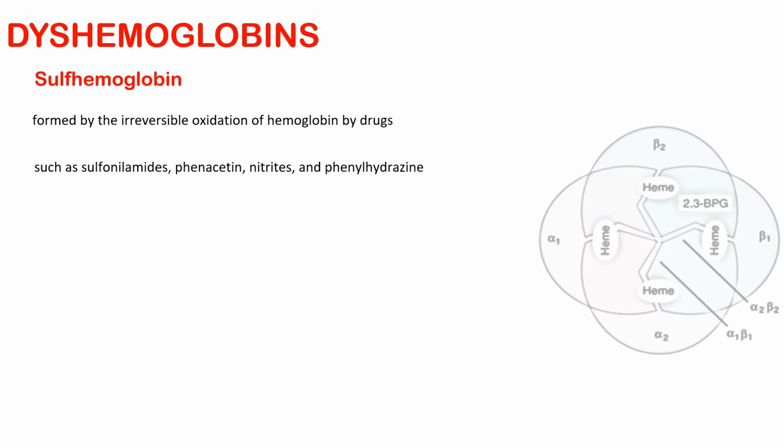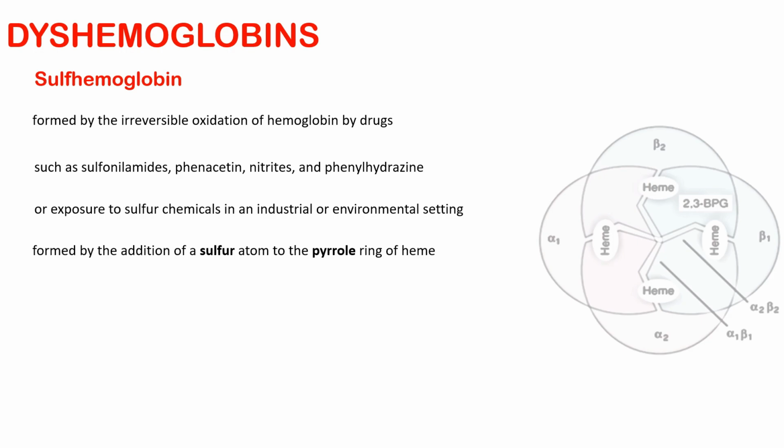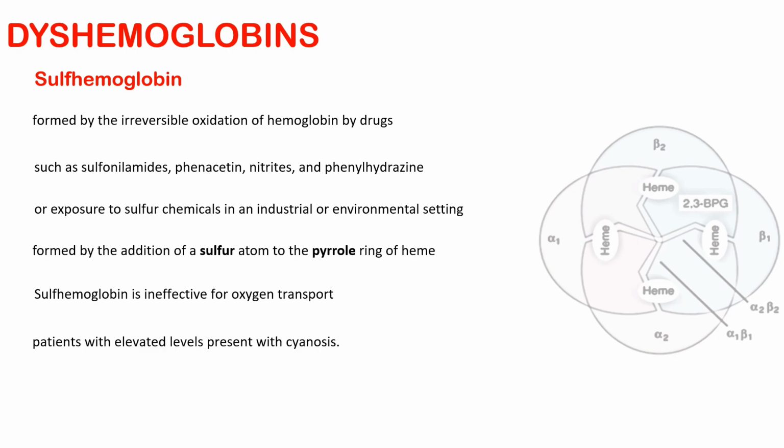Sulfhemoglobin. Formed by the irreversible oxidation of hemoglobin by drugs, such as sulfonamides, phenacetin, nitrites, and phenylhydrazine, or exposure to sulfur chemicals in an industrial or environmental setting. It is formed by the addition of a sulfur atom to the pyrrole ring of heme. Sulfhemoglobin is ineffective for oxygen transport. Patients with elevated levels present with cyanosis.